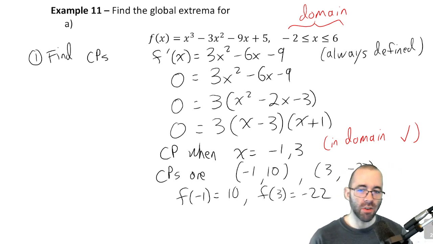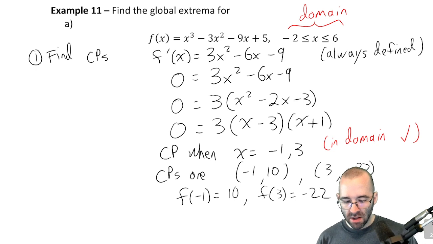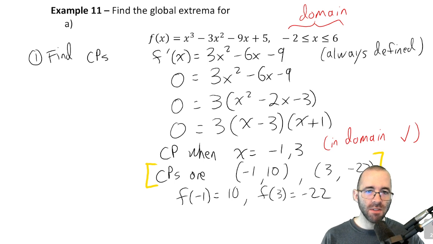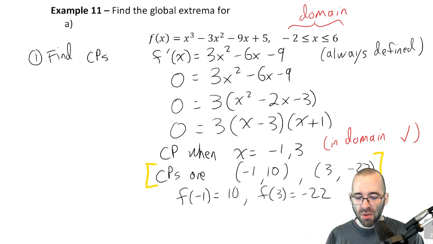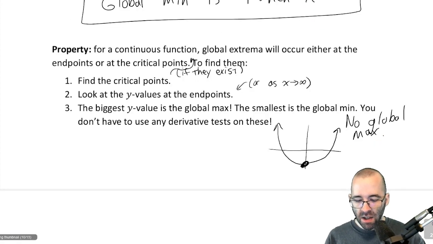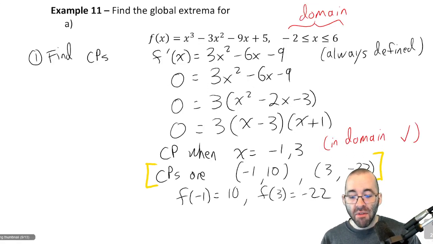So now we have our critical points. This isn't our answer, but it's very important. So I'm not going to box it because it's not my answer, but I do want to bring attention to it somehow so I can see this for later. That was step 1, finding the critical points, because the only options for global extrema are critical points and endpoints. So now we need to look at the y values at the endpoints. That's step 2.